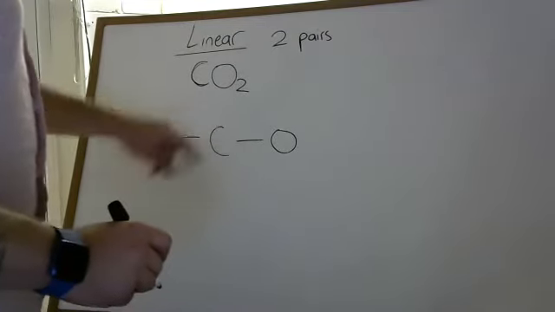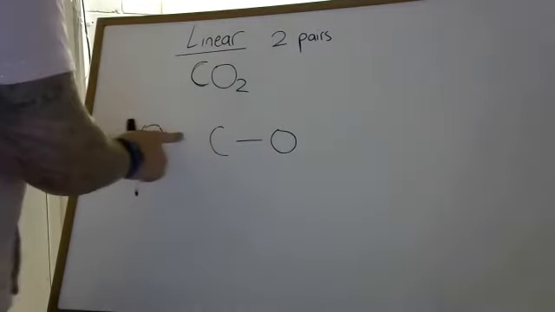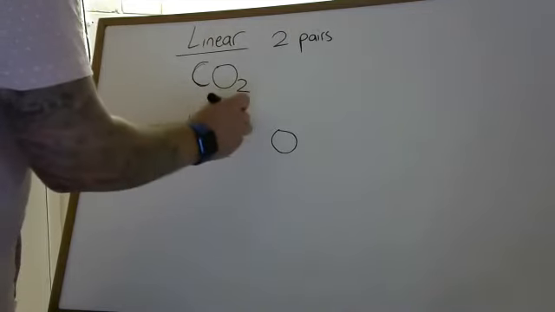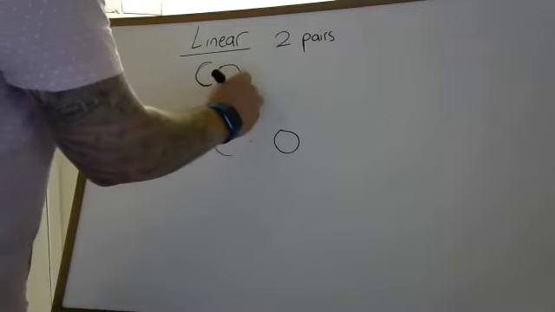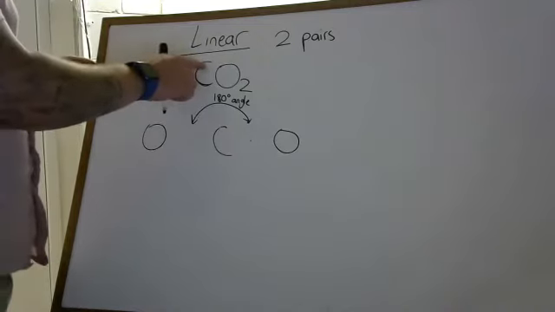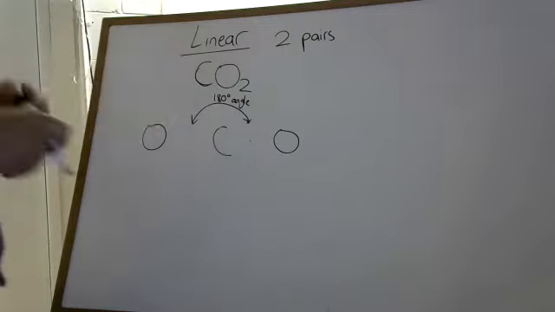So when we have a linear molecule, the electron pairs, which are these, are at a 180-degree angle to each other. So if there's two bonding pairs of electrons, they're at a 180-degree angle because they're physically as far away from each other as they possibly could be.